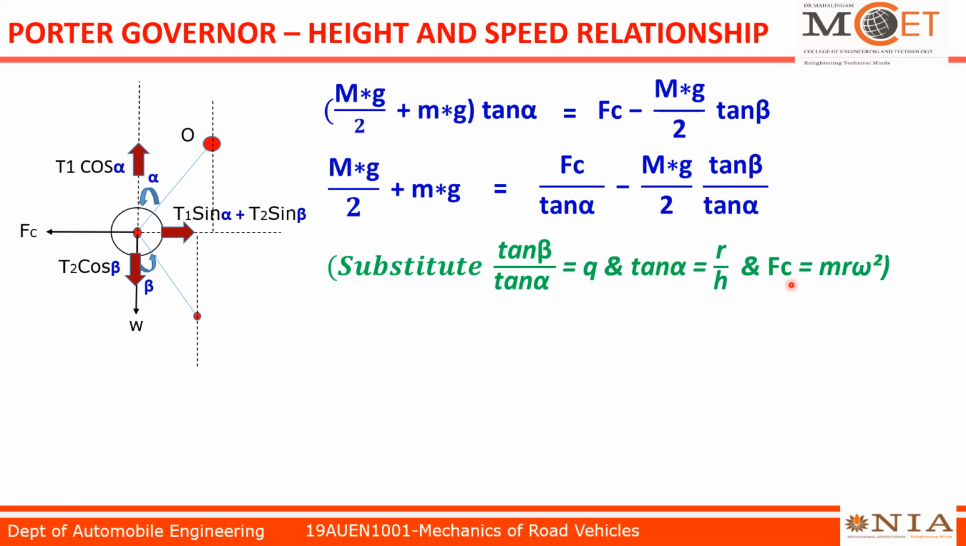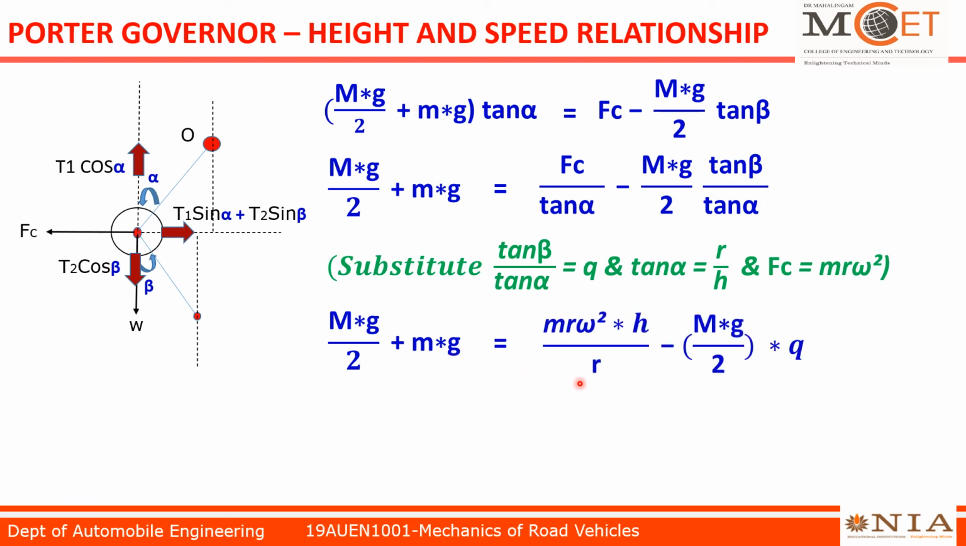We know that centrifugal force equal to m r omega square. If you apply these values in this equation, we get caps Mg divided by 2 plus small mg equal to Fc equal to m r omega square. Instead of Fc, we applied m r omega square here, and tan alpha equal to r by h, so here if you apply r by h, the h will be upside, so m r omega square into h divided by r minus mg by 2. Instead of tan beta by tan alpha, we write q.